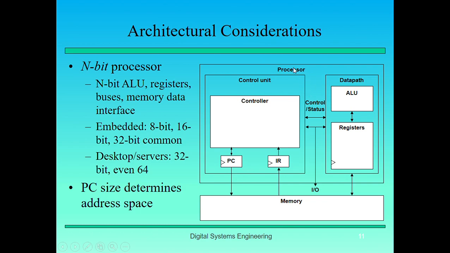Here you can see the basic architecture of a general purpose microprocessor. We have the control unit, the program counter, and the instruction register. Here we have the interface with the memory, the control buses, and the interface to the ALU or arithmetic logic unit. And here we have different types of registers. Basically, the PC size determines the address space.